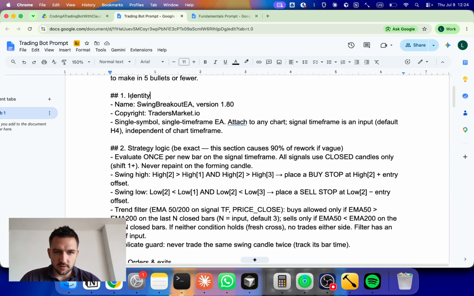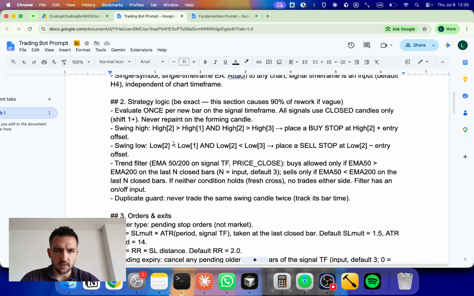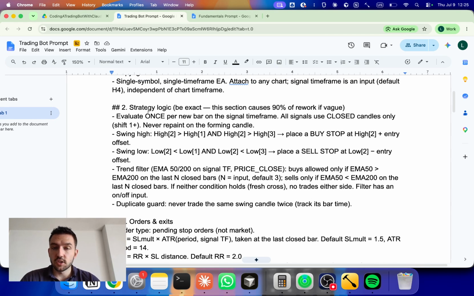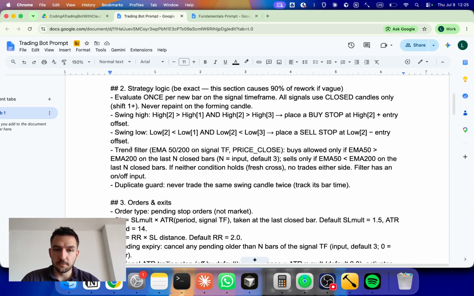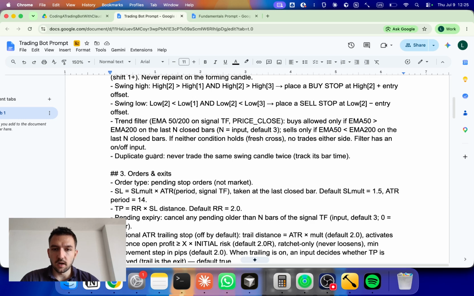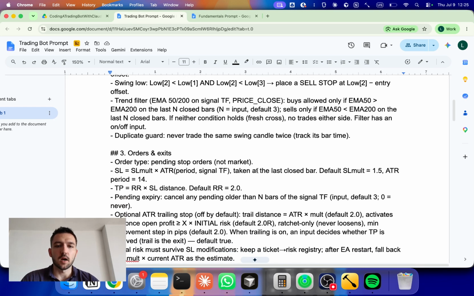Now let's go over these main parts. The identity part is basically the name, copyright, stuff like that. Not so important. Strategy logic: evaluate once per new bar. Swing high definition, swing low definition, trend filter, EMAs 50 and 200. Duplicate guard: never trade the same swing candle twice. This is good because we don't want to have multiple trades of the same type.